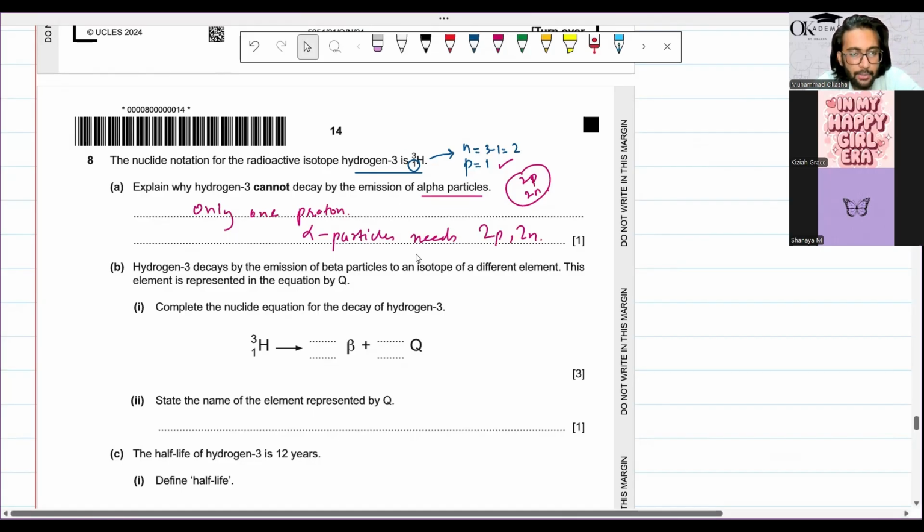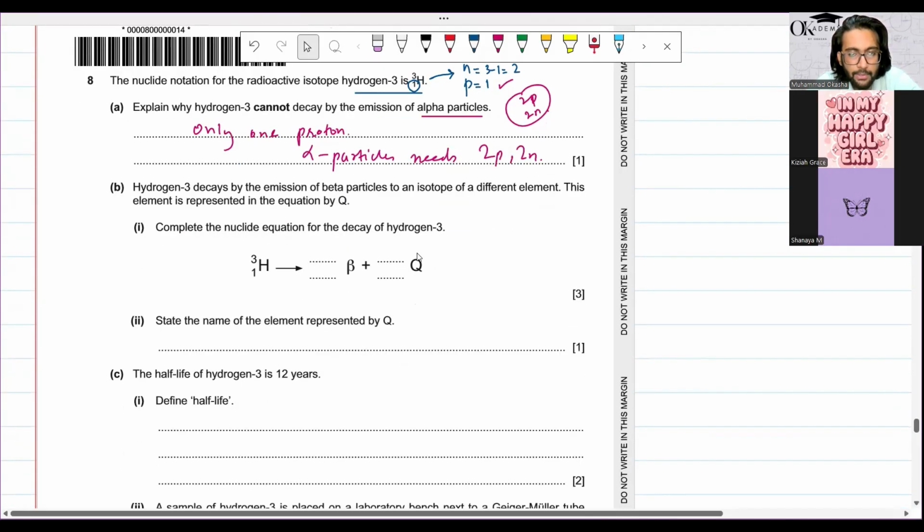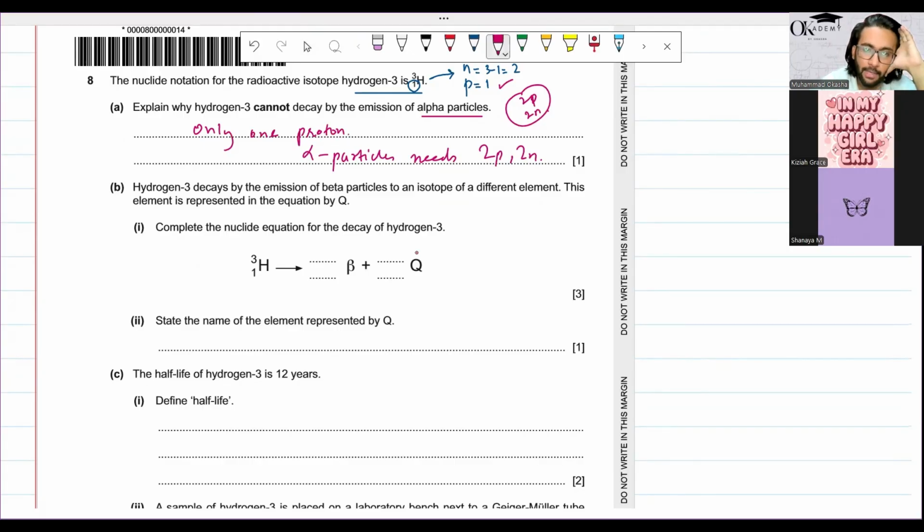Hydrogen-3 decays by the emission of beta particles to an isotope of a different element. This element is represented by Q in the equation. Complete the nuclide equation for the decay of hydrogen-3. So this is hydrogen-3. And we know that beta particles are fast-moving electrons. This is basically an electron. So an electron has a charge of -1 and a mass of 0.